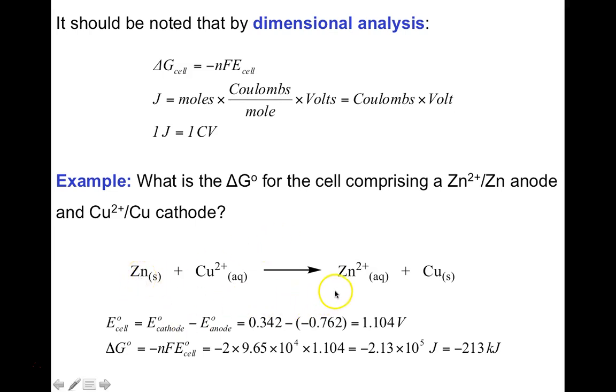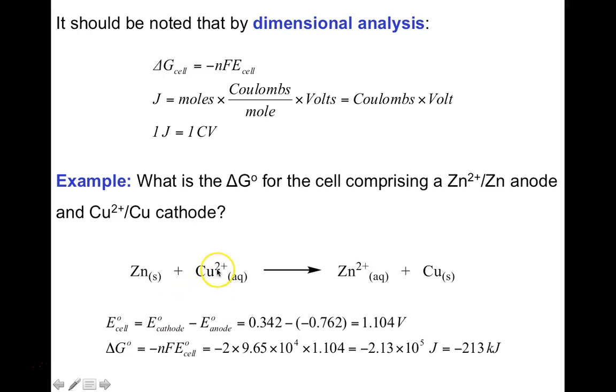The zinc in this case is being oxidized, so it's the anode, and the copper is being reduced from copper 2 plus to copper solid, so it's the cathode. So I go find values for the standard reduction potential of copper 2 plus, and for the standard reduction potential of zinc 2 plus. To calculate the cell potential, it's always cathode minus anode. Just like we saw before, the cell potential for this particular cell is 1.104 volts. Calculating delta G is an easy process now.